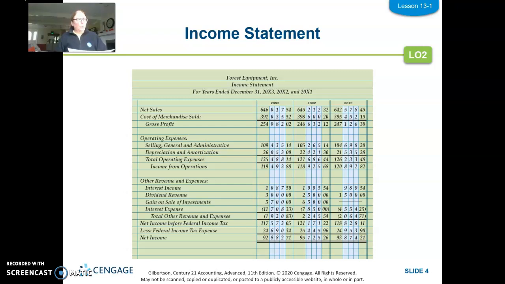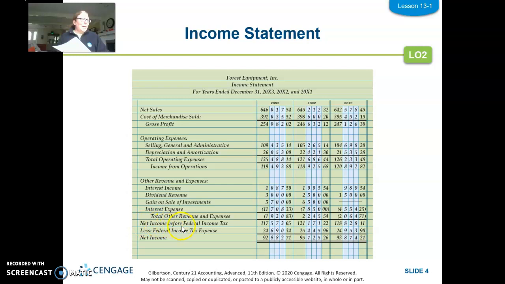And we are going to be able to use some of this information to compare and find trends and relationships between items. Make sure that you know what is on an income statement and the presentation. So the big components are these over here on the left-hand side: net sales, cost of merchandise sold, and then operating expenses, and then other revenue and expenses.